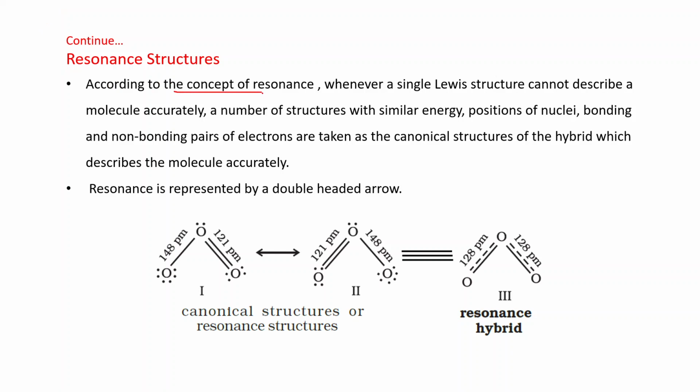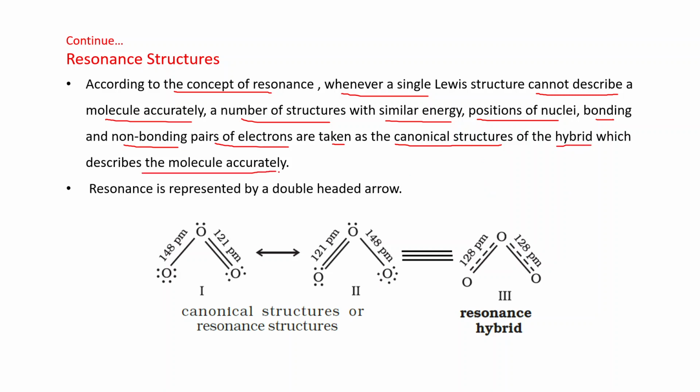According to the concept of resonance, whenever a single Lewis structure cannot describe a molecule accurately, a number of structures with similar energy, positions of nuclei, and bonding and non-bonding pairs of electrons are taken as the canonical structures of the hybrid, which describes the molecule accurately. Actually, this hybrid is what exists and explains the molecule accurately.